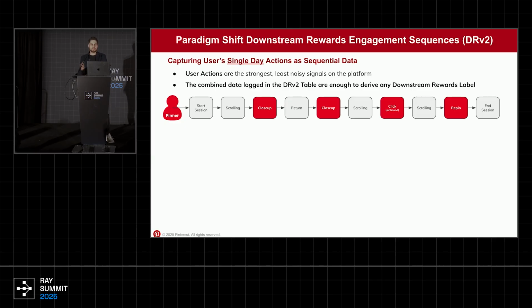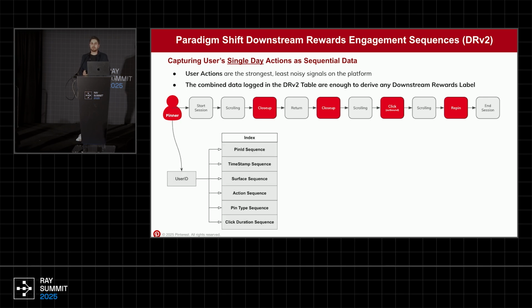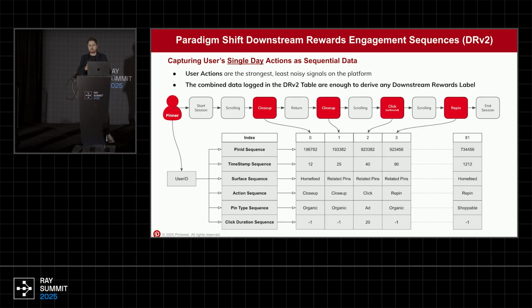Here, within a single session, the pinner performs some activities like scrolling, returns, and other stuff, but there's several highlighted actions that we care about, like the close-ups, clicks, and repins. So what we do every day is for each user, we capture a set of these sequences like pin ID sequence, surfaces traversed, action sequences that are all aligned under the same index. And we capture these key actions in them. So you can see how we capture the close-ups, the clicks, and repins. And this is, I repeat, these are sequences.